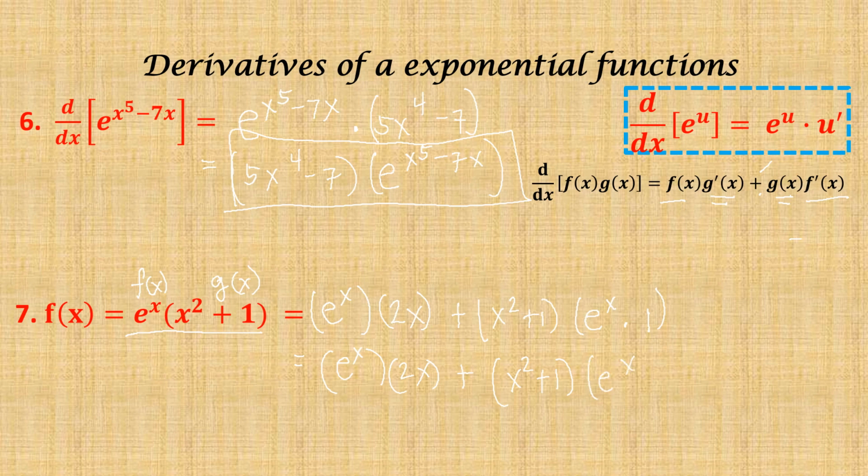Okay, now I just want you to observe that each term, this is our first term and this is our second term. As you have seen, each term has a common e to the x. So we can have e to the x as our common monomial factor. If this is the case, this e to the x times 2x divided by e to the x will become 2x.